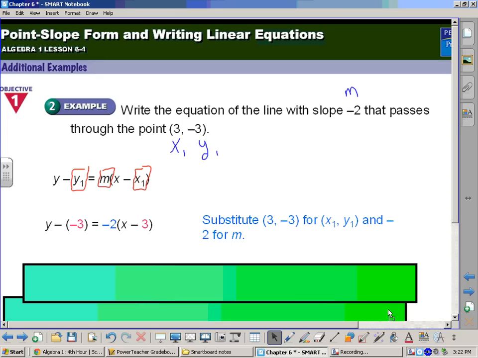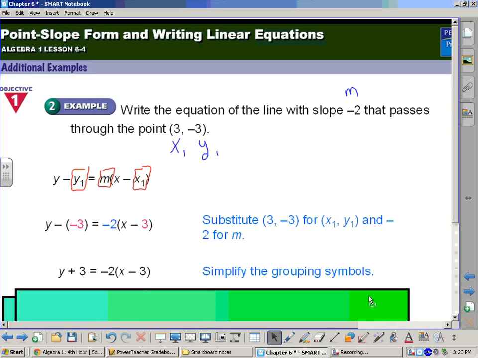So you'll notice that we end up with y minus a negative 3. Now, I want you to be careful here. We have to put parentheses here because y1 was negative 3. We don't want to confuse that with the minus that's out front. So we want to keep that negative 3 in there. Then we get negative 2 parentheses x minus 3. By simplifying, minus a negative here can just be plus 3. So there's your equation: y plus 3 equals negative 2 parentheses x minus 3.